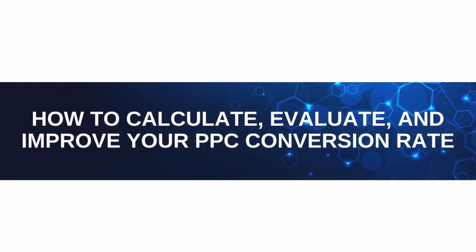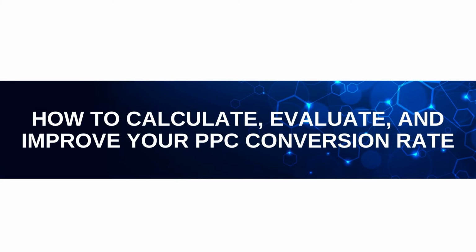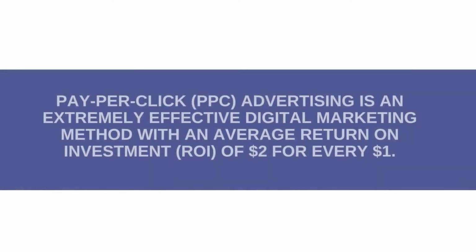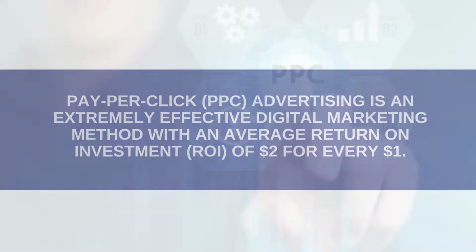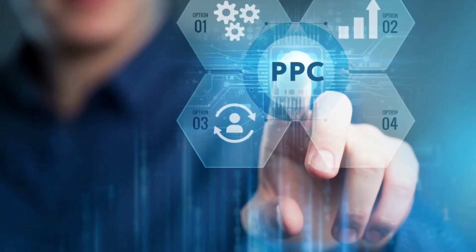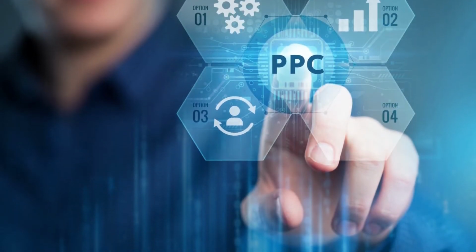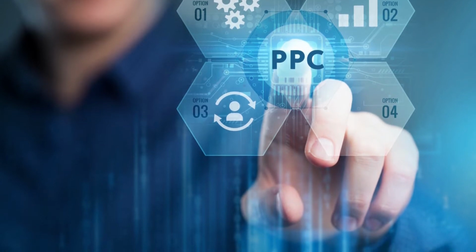To calculate, evaluate, and improve your PPC conversion rate. Pay-per-click (PPC) advertising is an extremely effective digital marketing method with an average return on investment (ROI) of $2 for every $1. It allows you to place ads at the top of search engine results pages, on social media sites, and on various other websites.